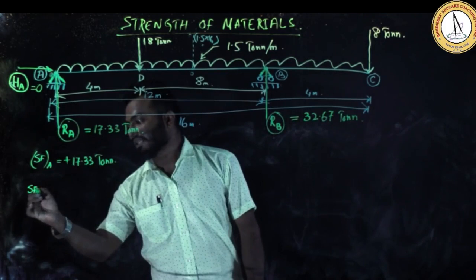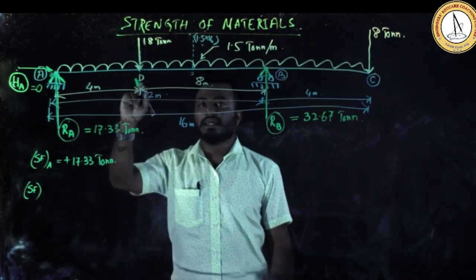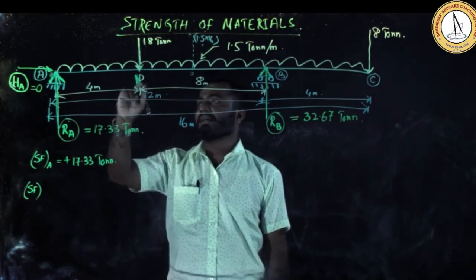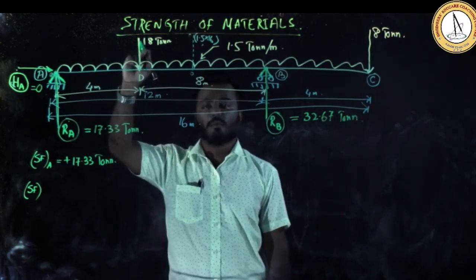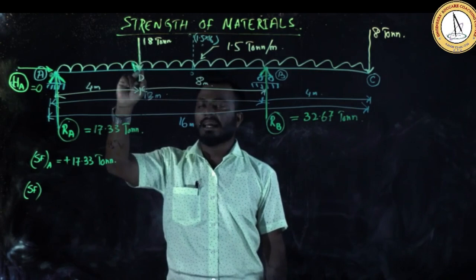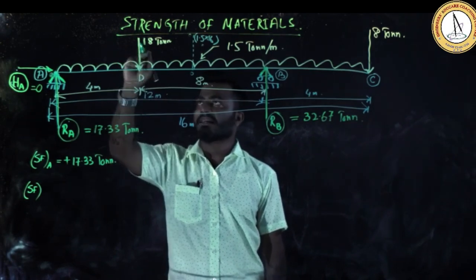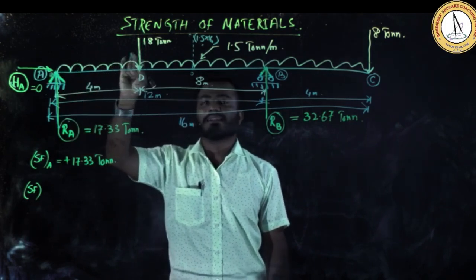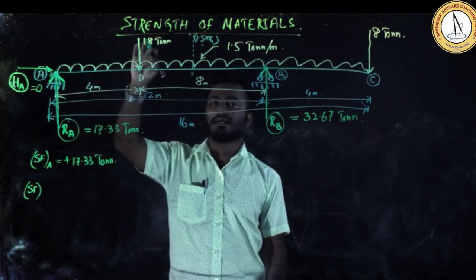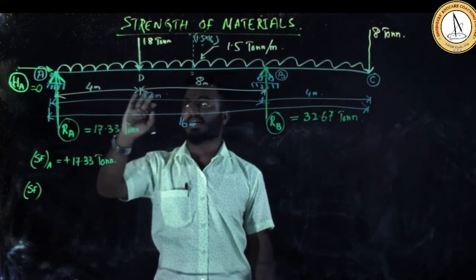Similarly, I want to calculate the shear force at D. At D you have two forces, one is the UDL and one is a point load. The UDL is ending here at D, and exactly at D there is 18 ton. So at first you need to solve for this UDL, then you can consider the 18 ton. Otherwise you will get confused.